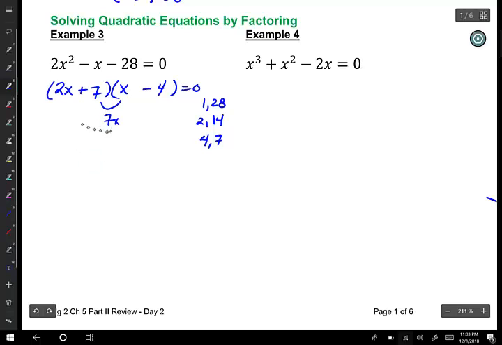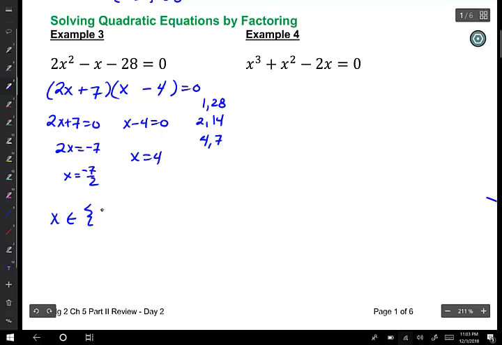We've got a 7x there and a negative 8x there. That's a negative 1x. That's what we want, negative 1x. And so we found it very quickly by using the idea of GCF elimination. So 2x plus 7 equals 0. X minus 4 equals 0. So 2x equals negative 7. X equals negative 7 halves. And x equals positive 4. So my answer is x is an element of the set of numbers negative 7 halves and positive 4.